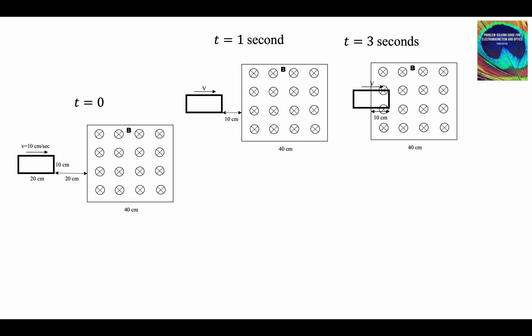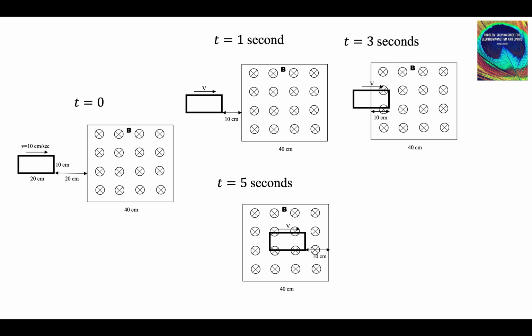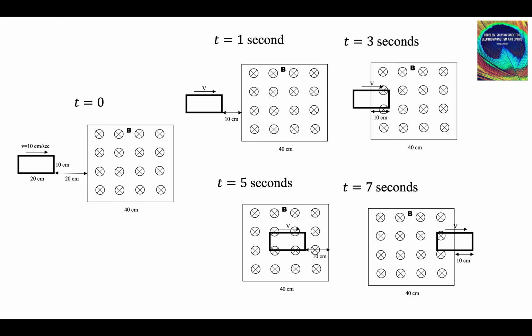At 3 seconds, it's going to be halfway in and halfway out. At 5 seconds, it's going to be in the middle of the field. At 7 seconds, it's also halfway in and halfway out. So from this, we should be able to see that the EMF in the loop at 1 second and 5 seconds is 0, because the flux is not changing. The flux is only changing at 3 seconds and 7 seconds. So we have half the problem done already.